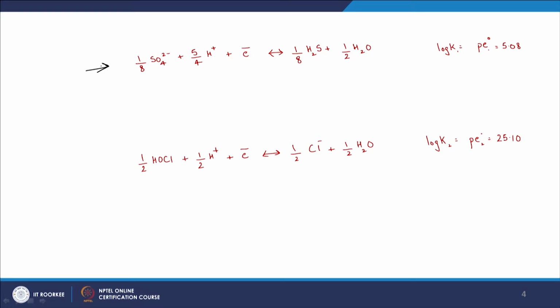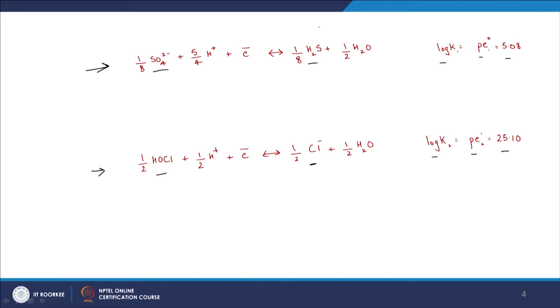Here we are going to look at two half reactions: SO4 2- being reduced to H2S, and HOCl being reduced to Cl minus. Here we also have the log K and the P naught values for these half reactions. Again, what do we have here? We have the relevant half reactions.